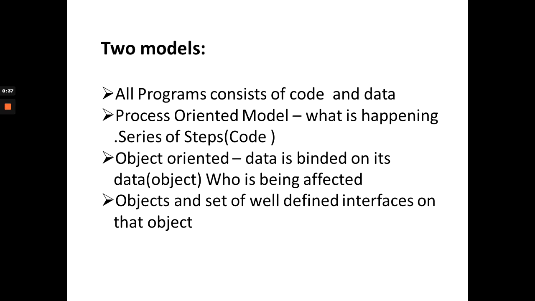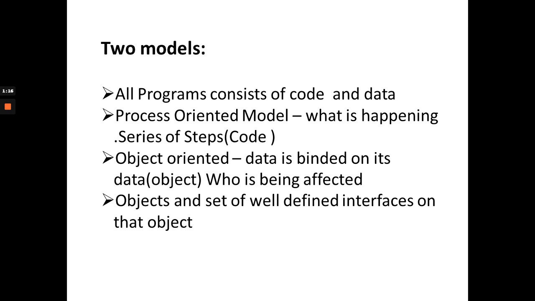So, there are two types of models in programming. The basic model structure is the process-oriented model, which is used in C programming. All programs in any programming language consist of code and data. Code is a set of instructions that operates on data, and data is nothing but the objects. In C, process oriented means step by step execution of your program. So a series of steps are executed one by one.